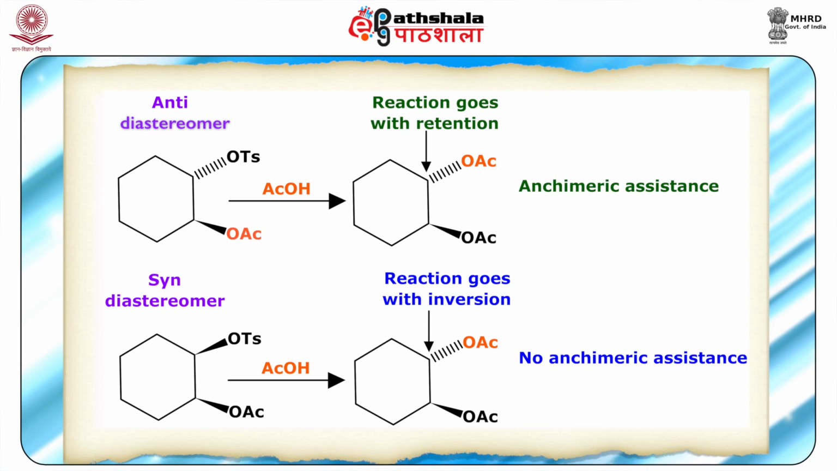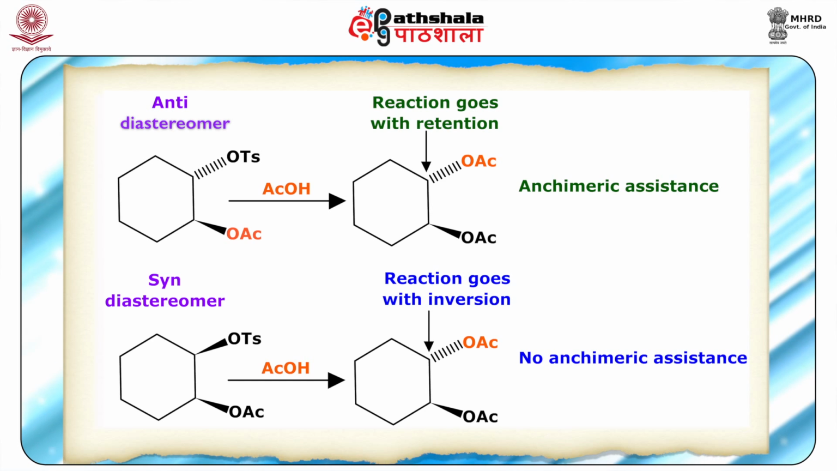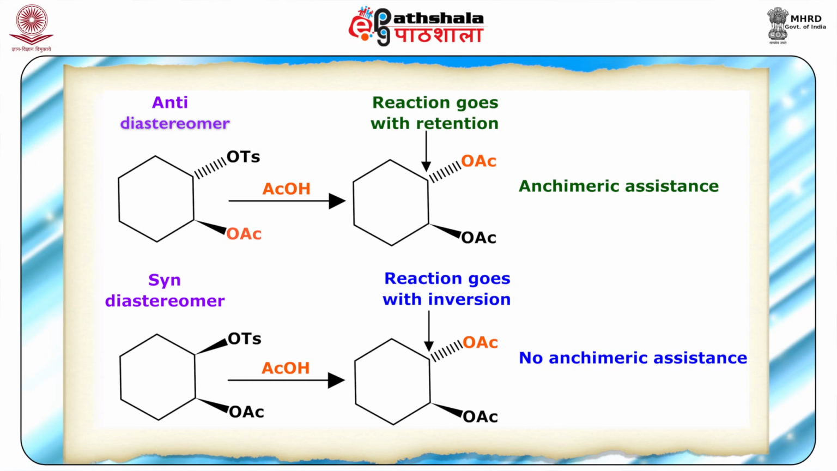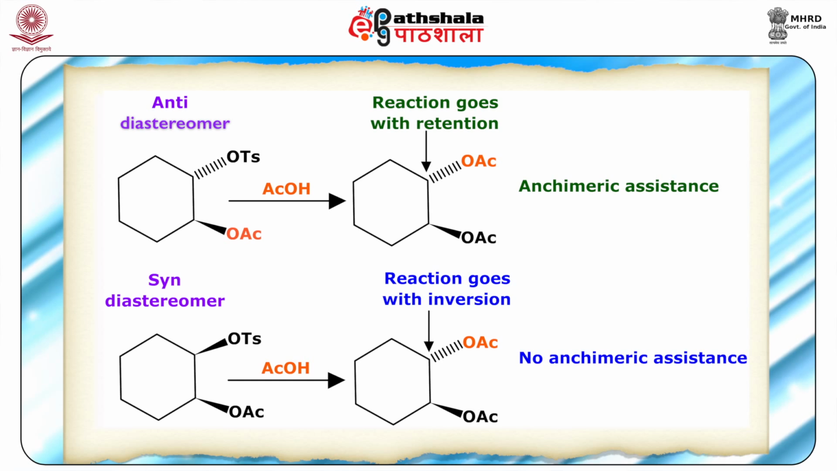When we start with this anti-diastereomer, you can see this OTs and OAc are in the anti position, and when this is attacked with AcOH, the product formed has OAc in place of OTs, that is there is a retention which happens at this particular carbon.